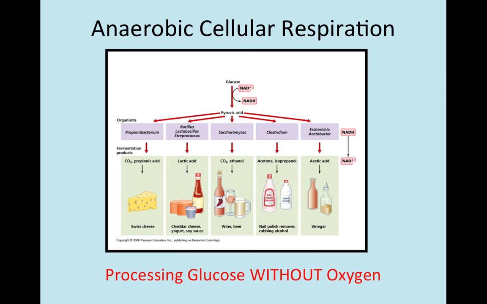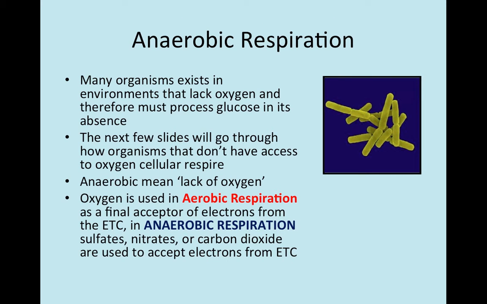Okay, so the main thing here is we're going to be processing glucose without oxygen. And when we do this, we're only going to go through glycolysis. So we're not going to go through pyruvate oxidation or the ETC or the Krebs cycle or anything like that. We're simply going to do glycolysis over and over and over again. And remembering, glycolysis produces a net of 2 ATP. It really produces 4 ATP, but we require 2 ATP to get it started, so it nets 2 ATP.